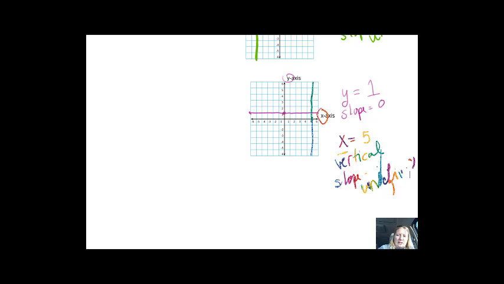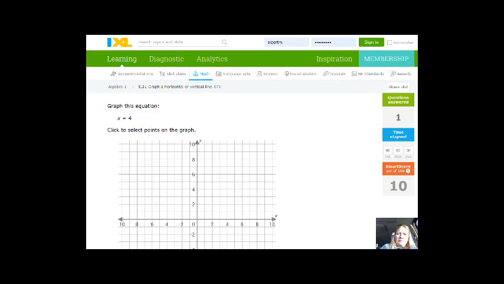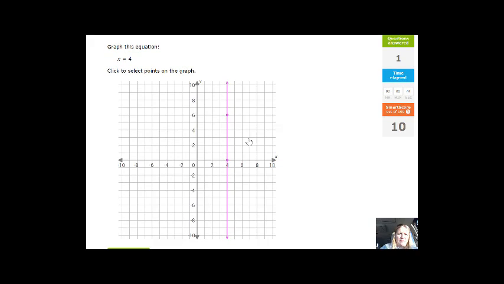Okay. So let's look at what you're going to do on a graph. On this problem on IXL, it says y equals negative 6. So we go to negative 6 on the y. We put a point, and then we draw a horizontal line because all the range, all the y's, are negative 6. Okay, this problem says x equals 4. That means all the x's are 4. The domain is always 4, so it's a vertical line.